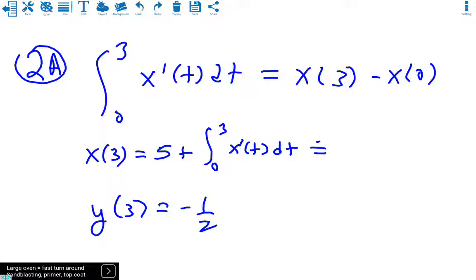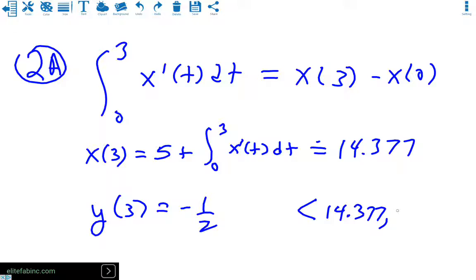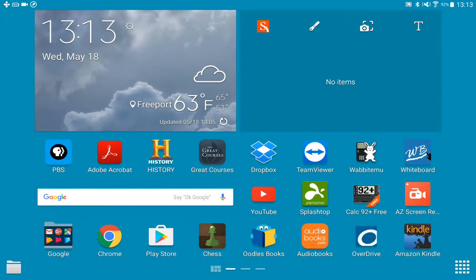So we can go back to our notes and write 14.377, approximately, to the nearest 3 decimal places, nearest thousandth place, right? That's pretty typical. All right, so that's 2a. Done. So we have x of 3 is approximately 14.377, and y of 3 is -1/2. If you want to write it in vector notation, we have the x component and the y component. That's an approximation for the x component.